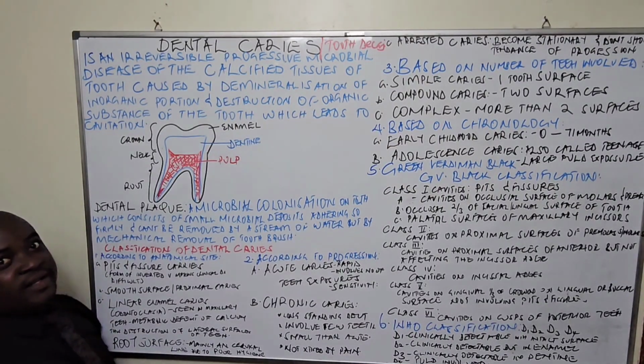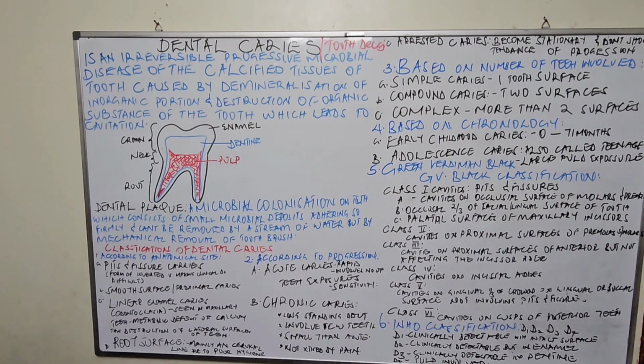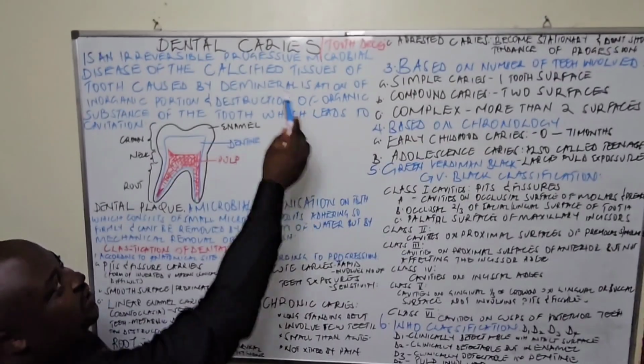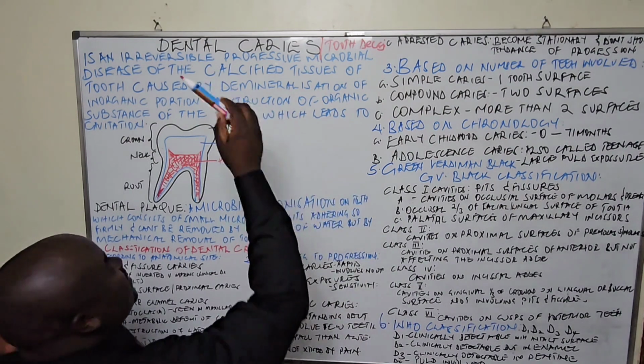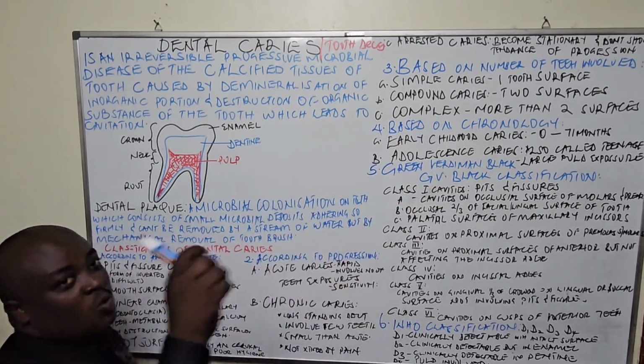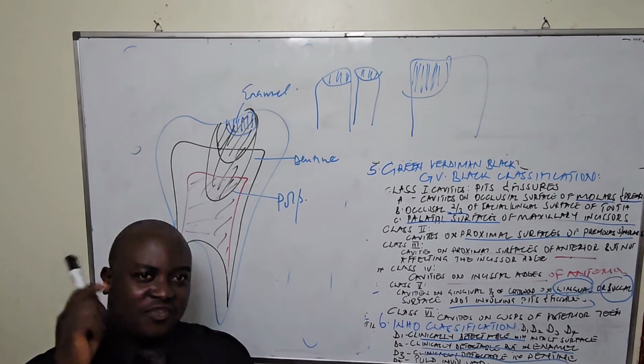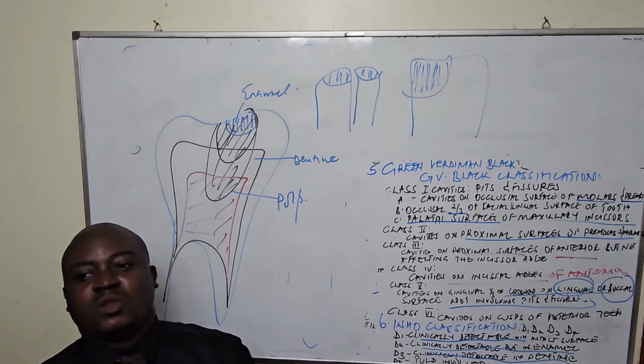So dental caries, or what we call tooth decay, is a disease. There is nothing called dental carie, like some usually say. Once we say dental caries, it is one disease. There is something very important we need to talk about.